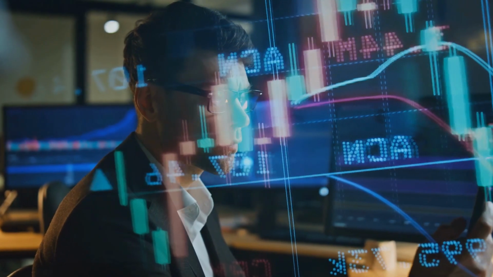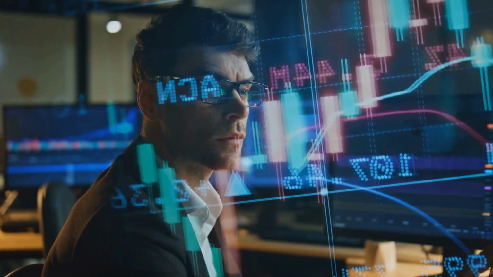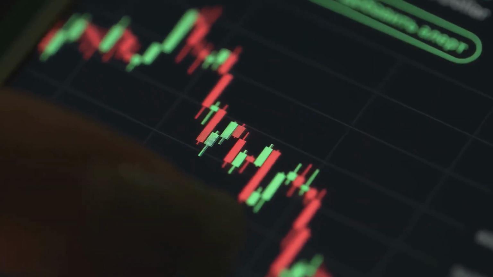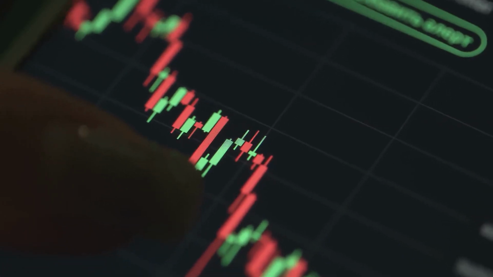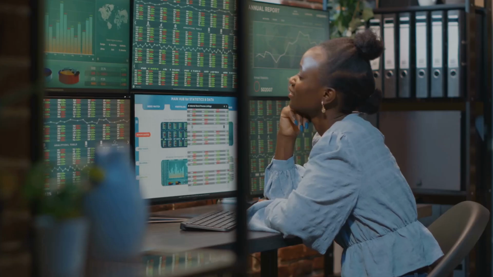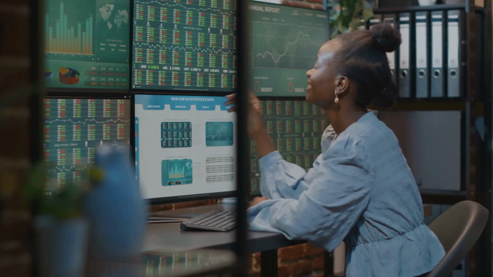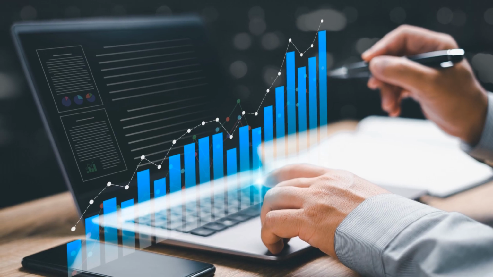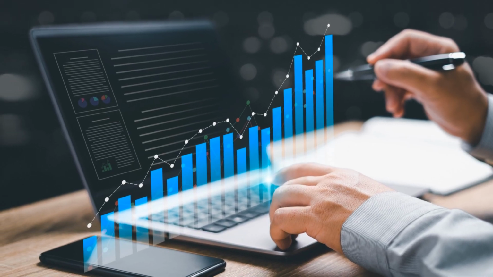Regular portfolio review is another practical tip. By assessing the performance of each asset regularly, investors can identify overlaps and consolidate holdings. This ensures that the portfolio remains aligned with financial goals and market conditions. Regular reviews also help in making informed investment decisions.